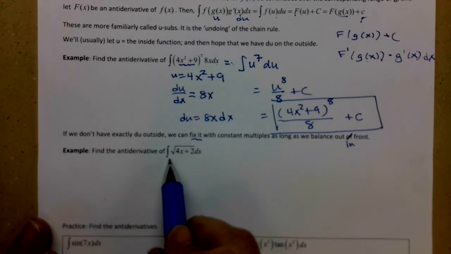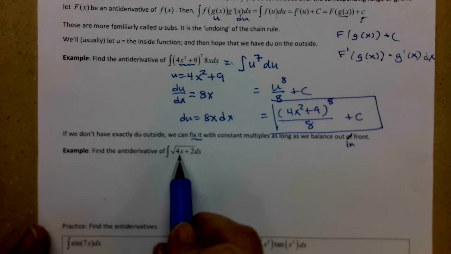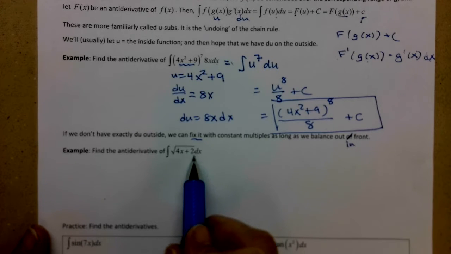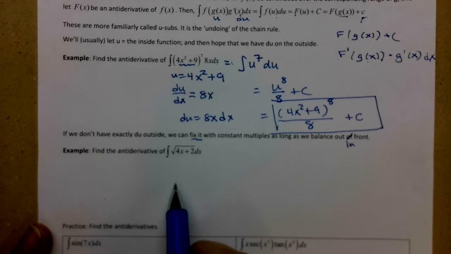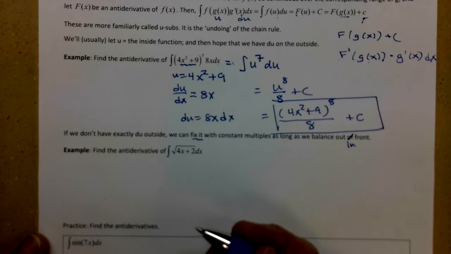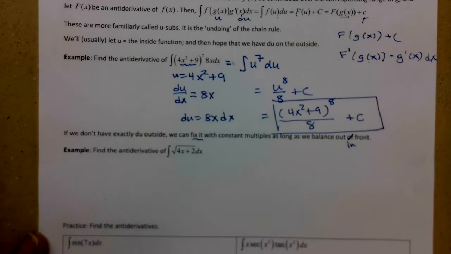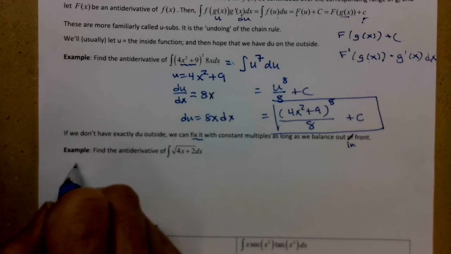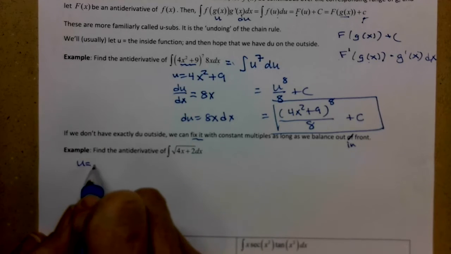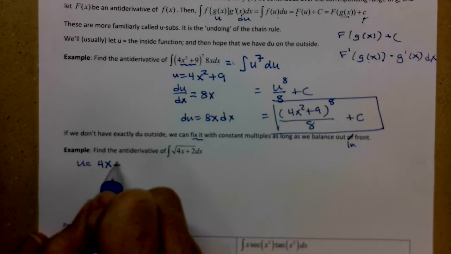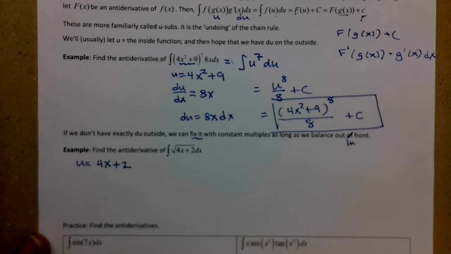So integrate the square root of 4x plus 2 dx. This inside function is more than just x, so that means we have to do a u sub. Again, we let u be that inside function. So in this case, u would be 4x plus 2.